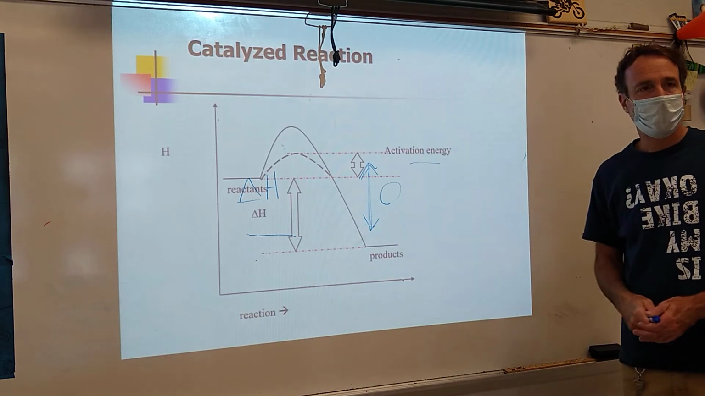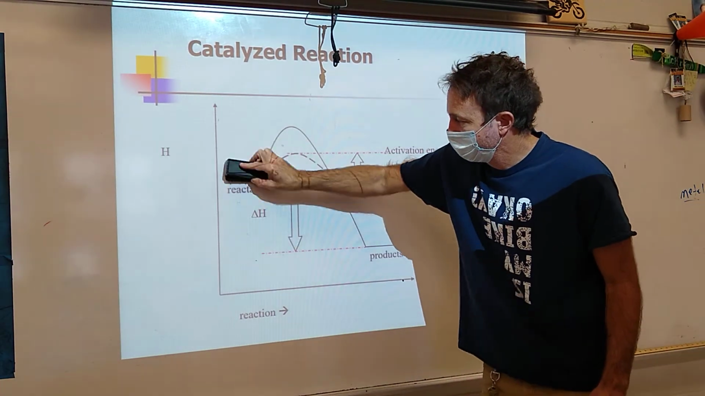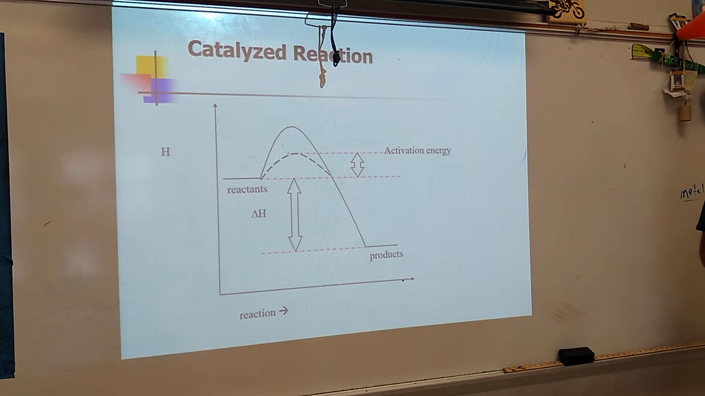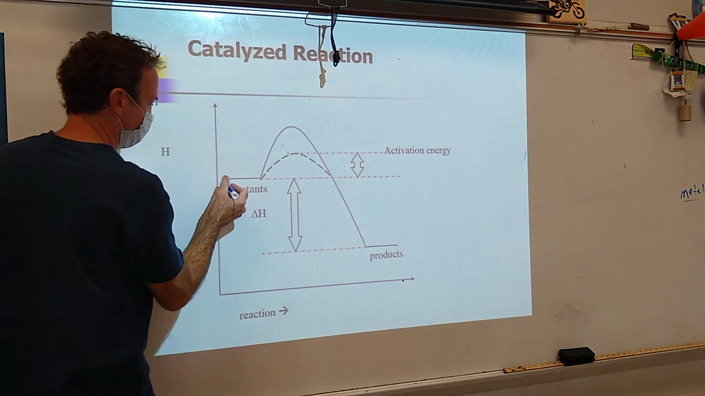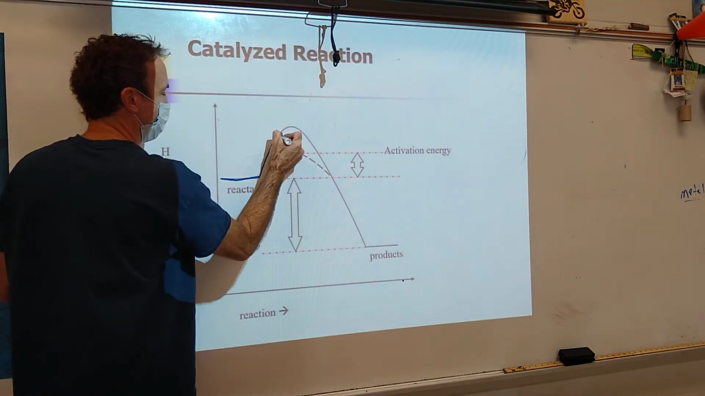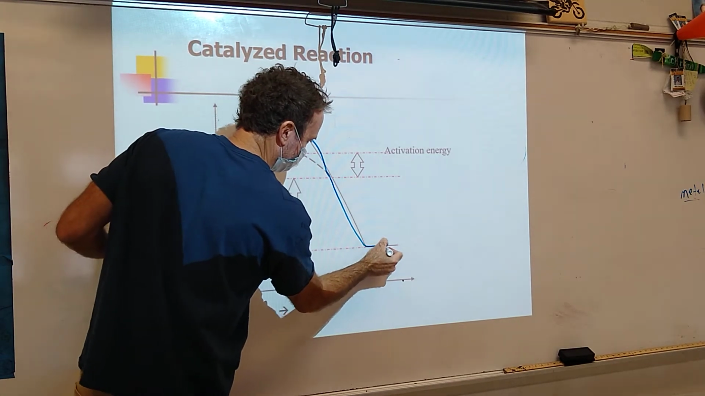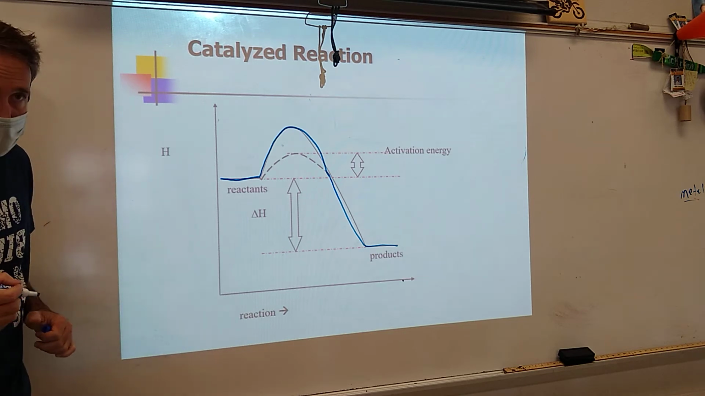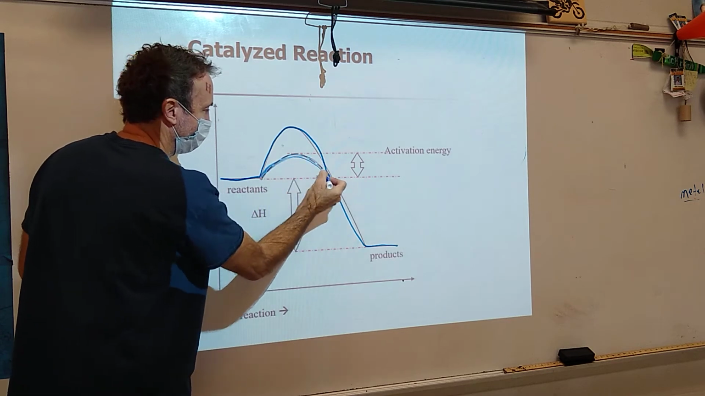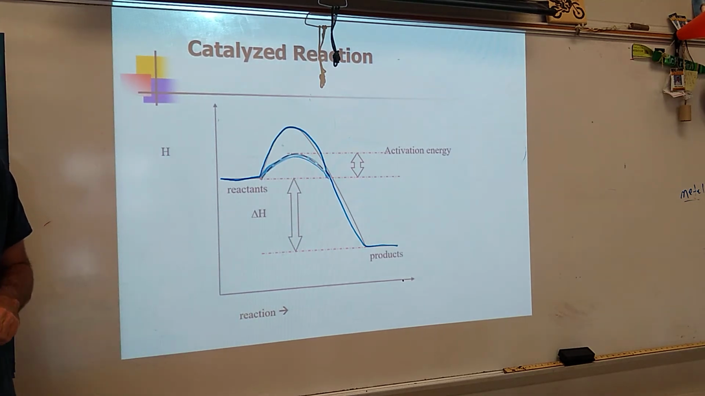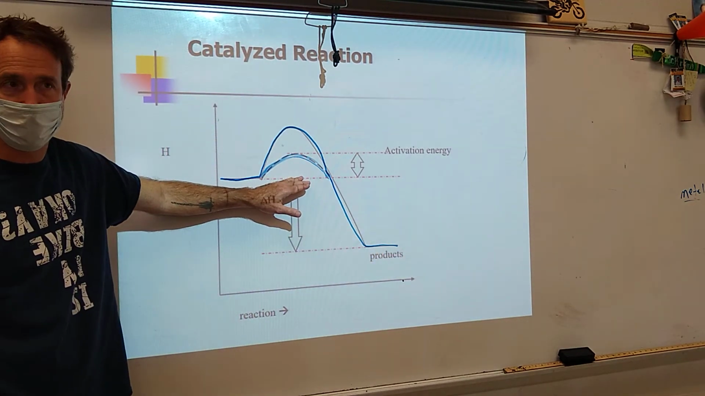Boom. Here is a catalyzed reaction. A catalyzed reaction looks like this. This is what happens without a catalyst. You need all this activation energy in order to start going downhill to the product. But if you have a catalyst, you only need this much activation energy. Now, did this catalyst make the reaction happen faster? No. It just made it happen more easily.